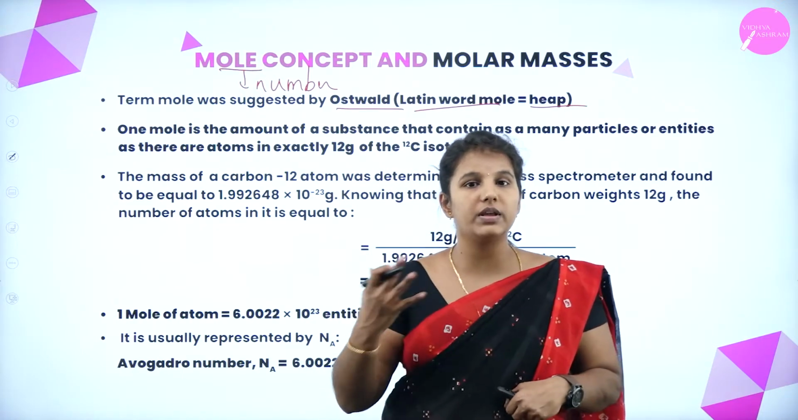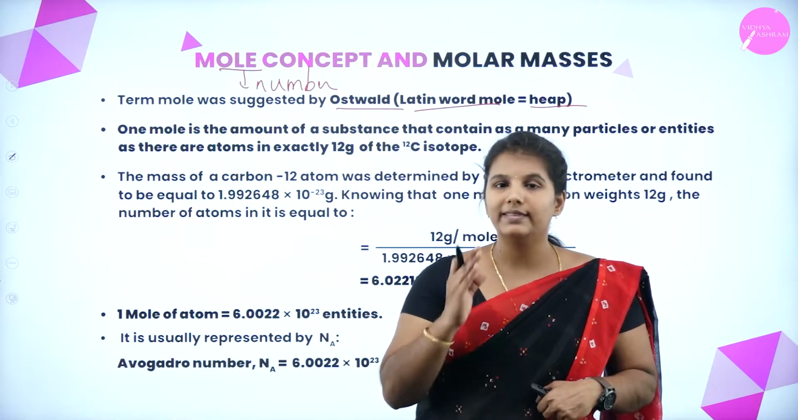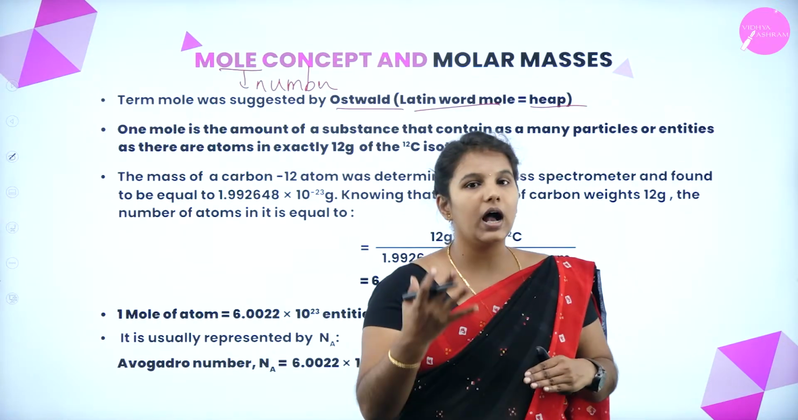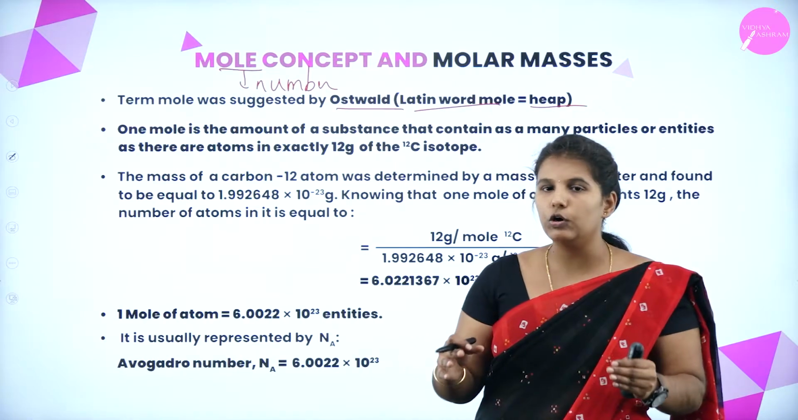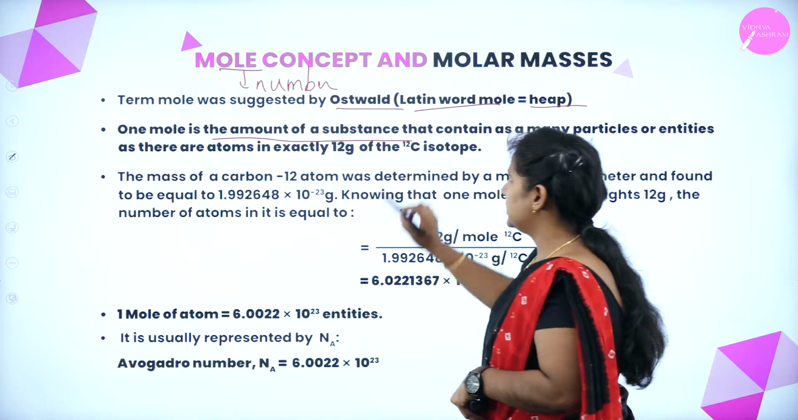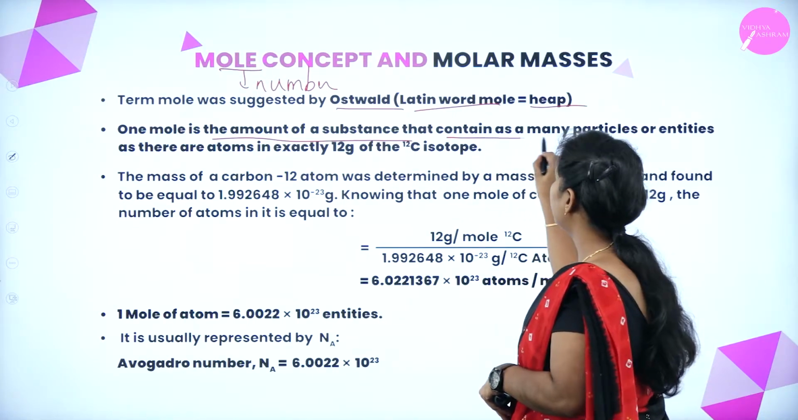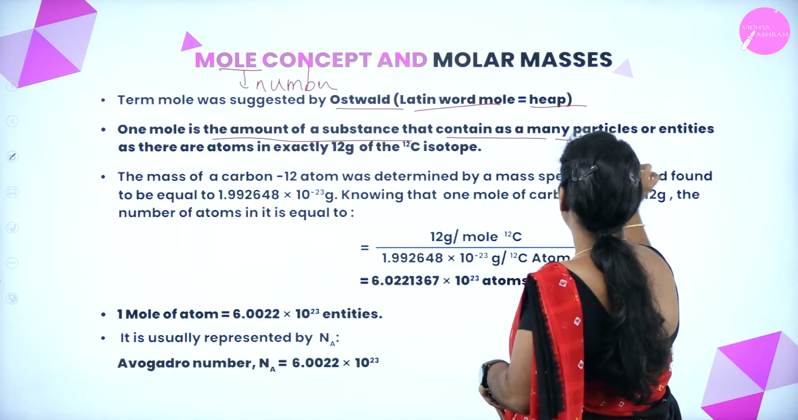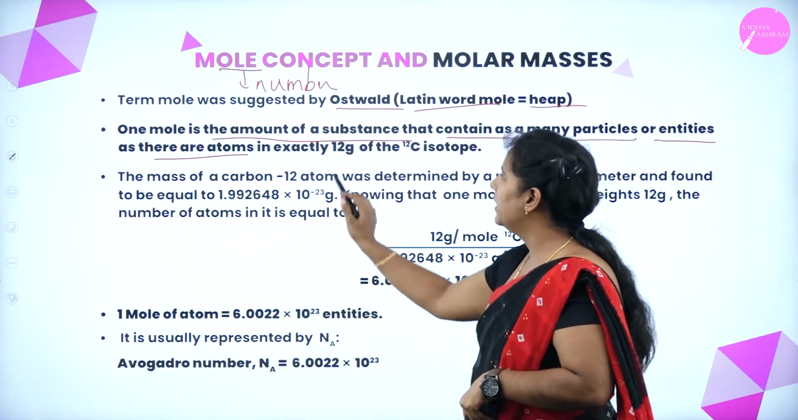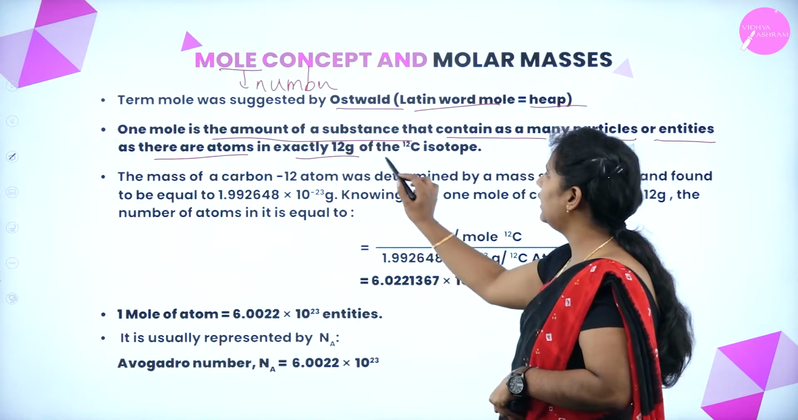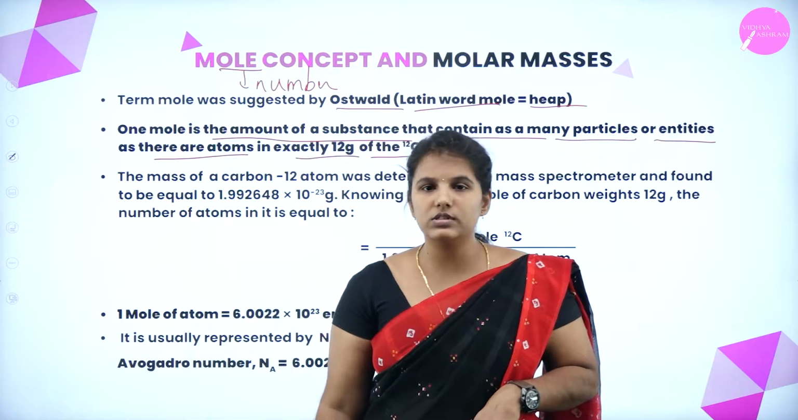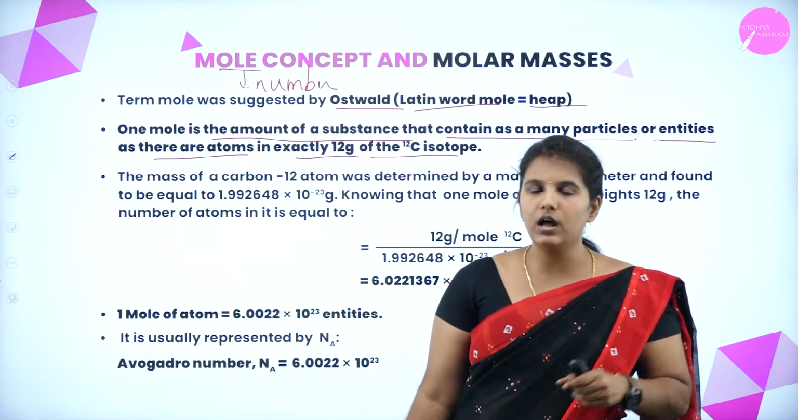It is one of the 7 base quantities in the SI system that measures the amount of substance. That measures what? Amount of substance. So the mole can be defined as the amount of substance that contains as many particles or entities as there are in the atoms of exactly 12 grams of the carbon-12 isotope. So this is the definition of the mole.